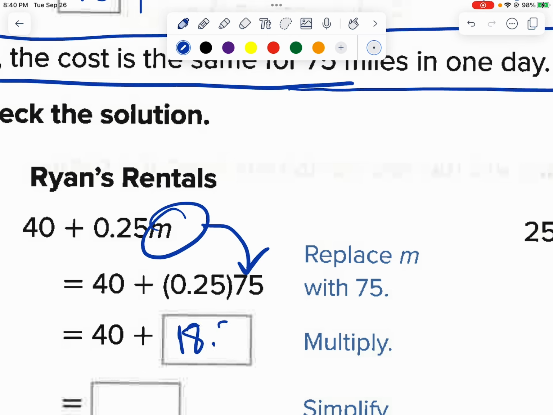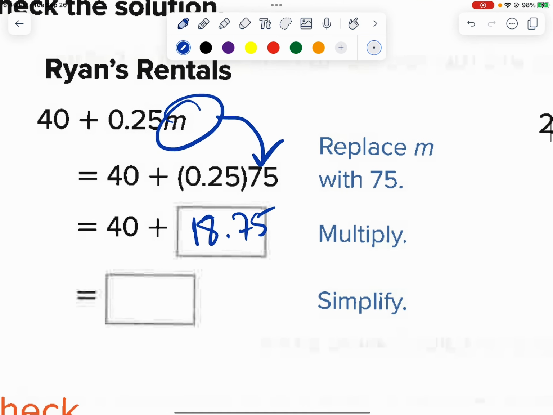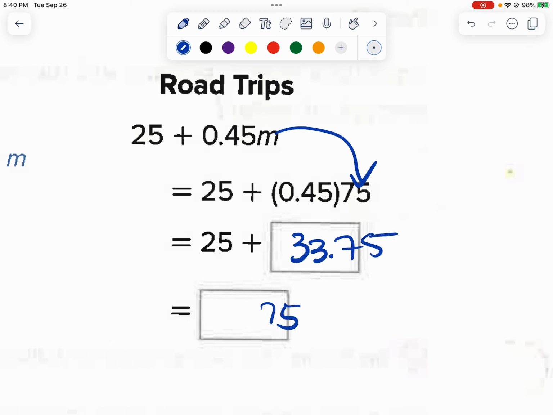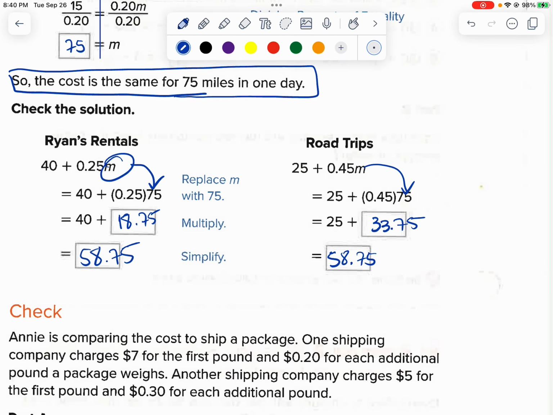I would get 1875. And then I add that together, and I get $58.75. Over here, I replace the M with 75. I think it's weird that they put the 45 cents in the parentheses instead of the 75 in the parentheses. But that's just me. 33.75. So we know that it's going to be 58.75, and they equal each other.